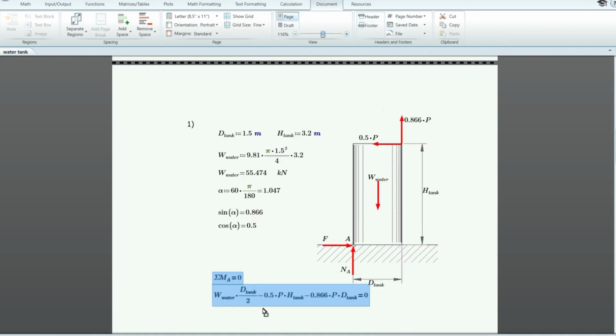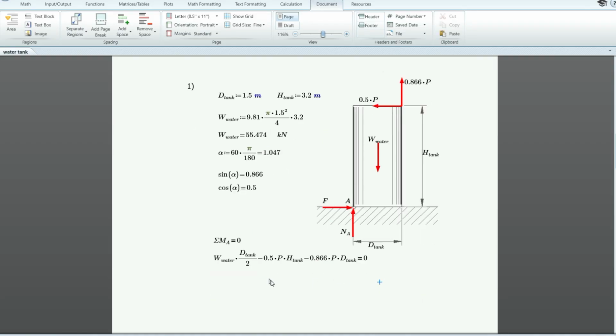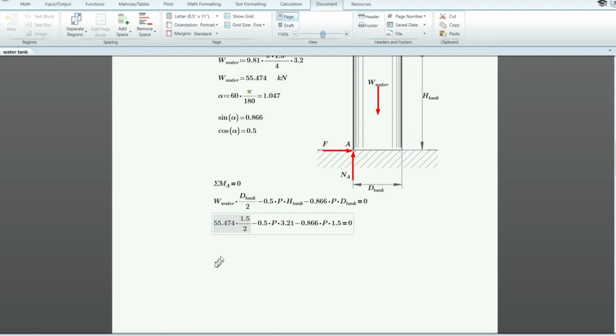Let's move this one a little bit down here. Okay, so the only unknown here is P. Weight of water is 55.474. Diameter of tank is 1.5. Height of tank is 3.2. And this is also 1.5. So let's evaluate this one. How much is this? Equals 41.606. Then here we can group these two terms with the unknown P. And let's factor out P. Then this sign becomes positive. That's P times, we'll remove the P inside the parentheses.